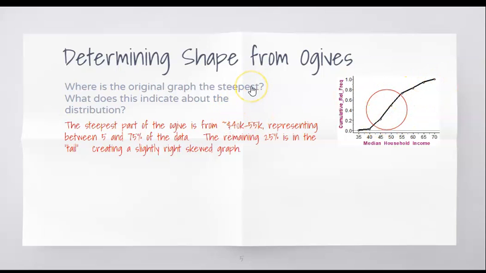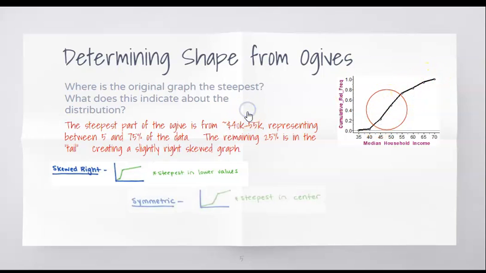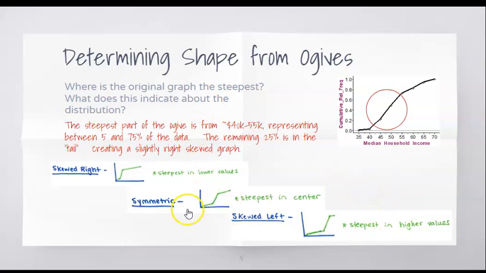Now, what does that mean? What would it look like otherwise? Well, this is what we have. It's steepest in the lower values. That's what's happening here. So that gives us a right skewed distribution. If that steepness was dead on in the center, that would be an indicator of a symmetric distribution. If the steepness was on the high end, but the tail falls on the low end, that would be left skewed, like this. Okay, so you can tell some shape from these ogives.